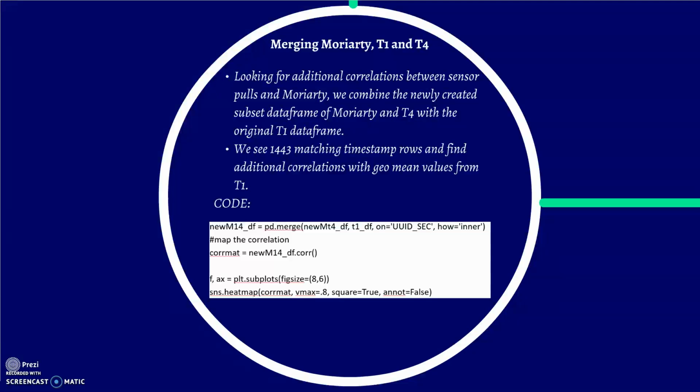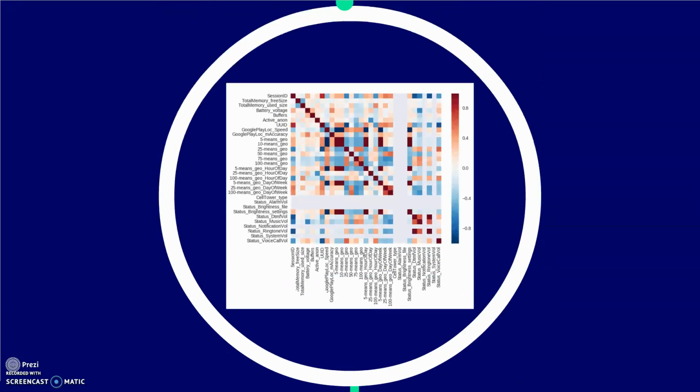and we create the correlation map. Here is the heat map. As you can see, there are many more correlations.